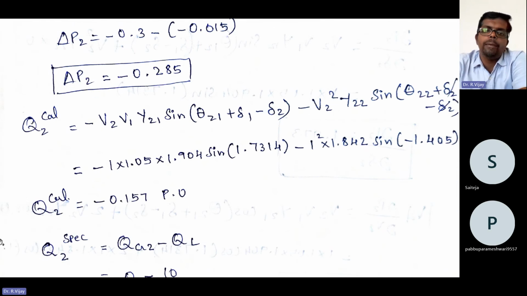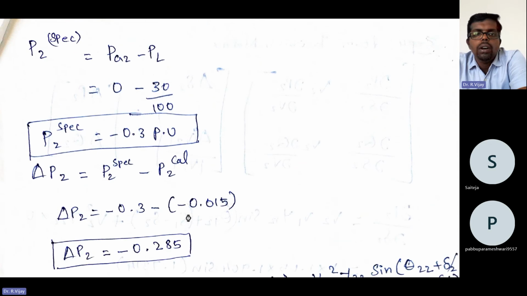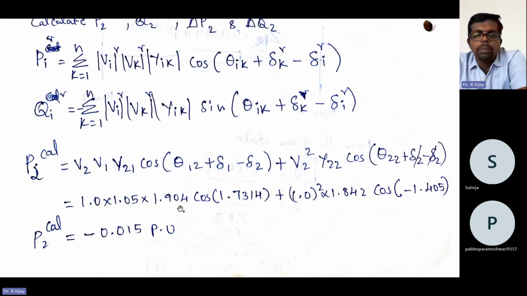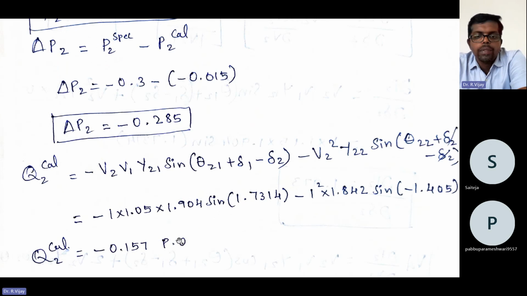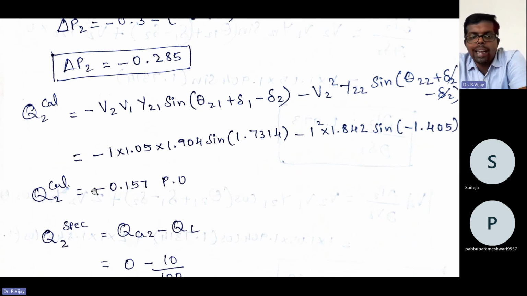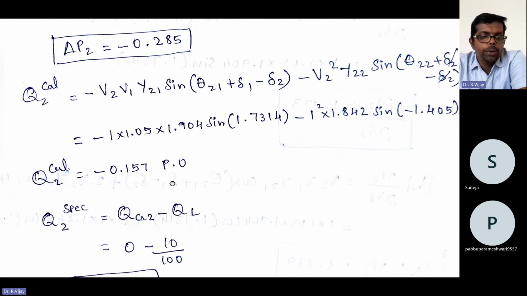Next, substituting the same values. B2 is 1, B1 is also 1, so that's why it is not mentioned here. We have Y12 from that matrix, 1.904, sine of that angle value, minus this B2 is 1 squared, Y22, that value you take down from the problem, sine of theta 22, minus 1.405. Just simplifying by using a scientific calculator, you will get the answer as minus 0.157 per unit.